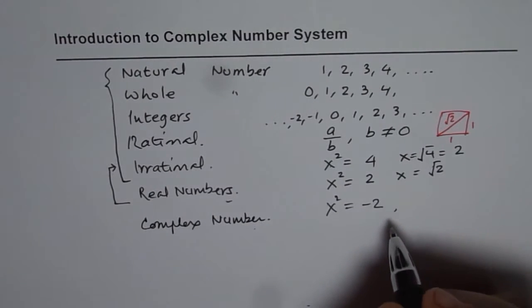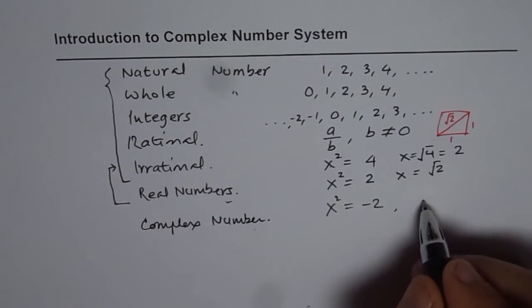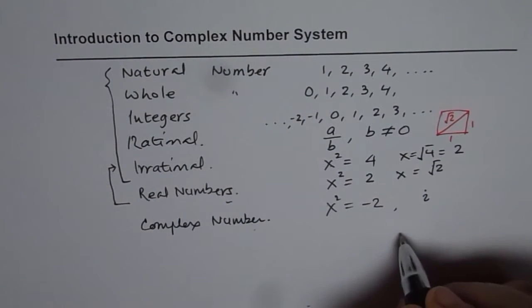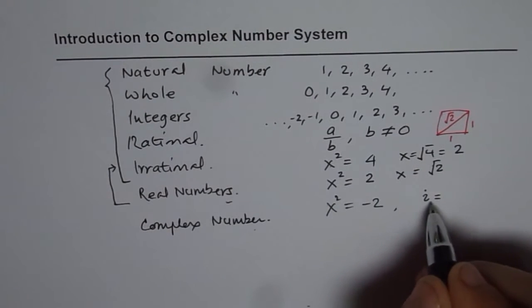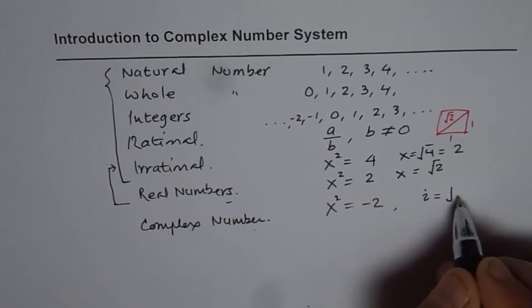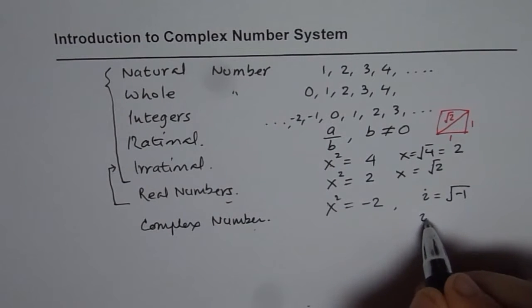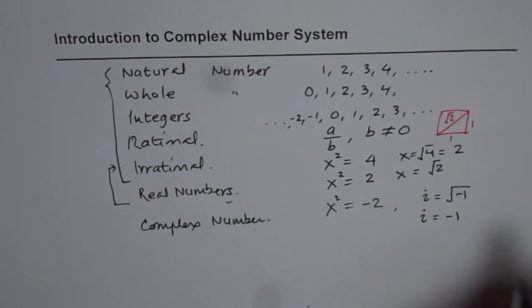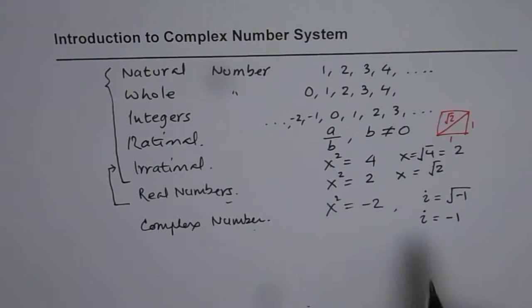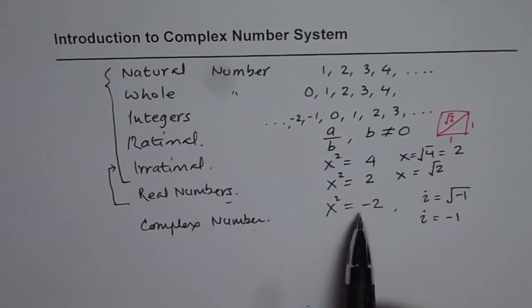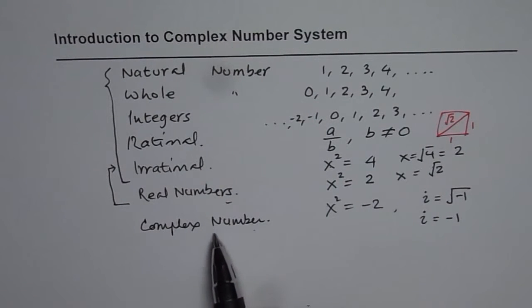Now here in this system, to solve this problem, we introduce iota i, a Greek symbol, which really means i will be equal to square root of minus 1, or square of i will be minus 1. So that solved this problem and gave rise to a new number system, which we are calling the complex number system.